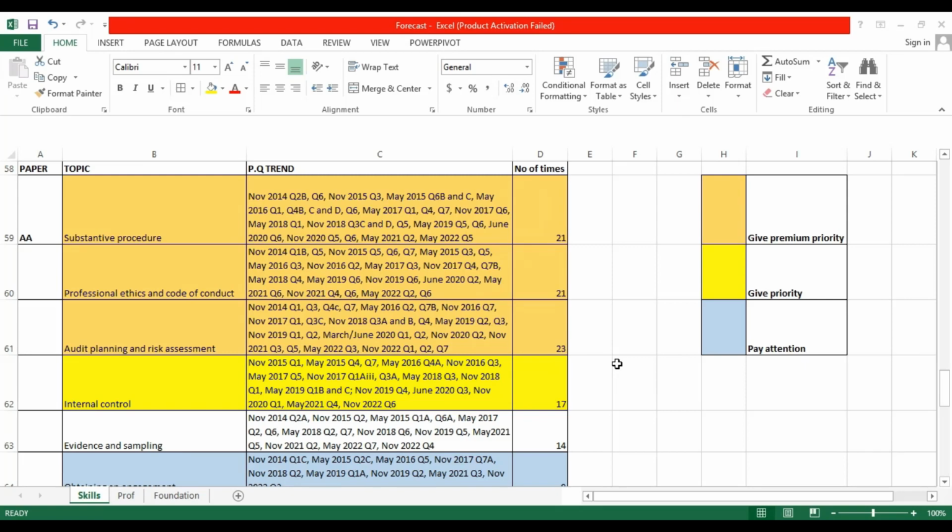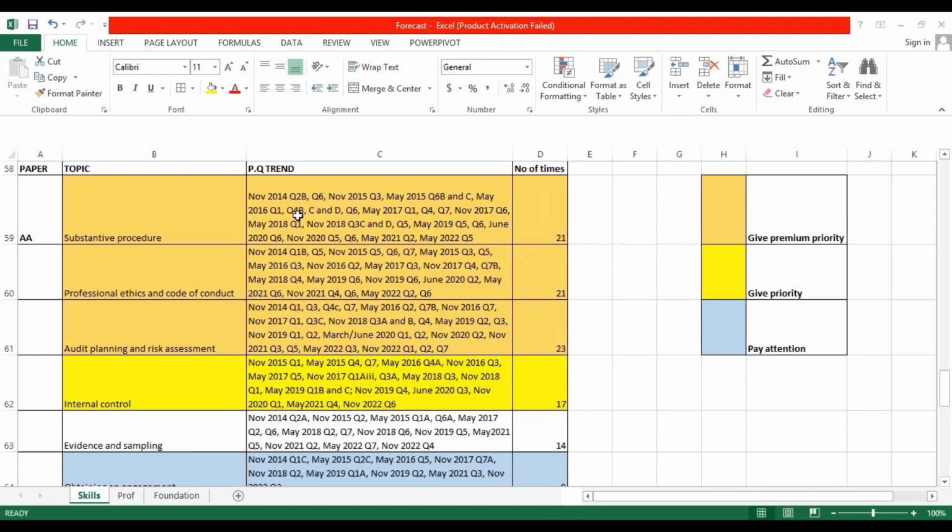I've done this using a trend analysis. So this forecast is based on a trend analysis of how ICAN has been examining the questions over the years. And I've done that using three major categories as depicted in these three basic colors. The first category, you should give premium priority to them. The next category, you should give priority. And the last category, you should pay attention. Okay, so let's dive straight in.